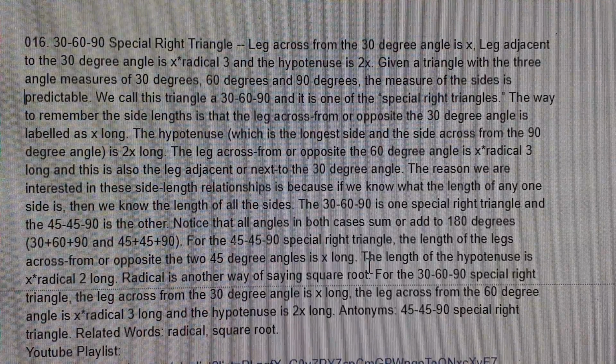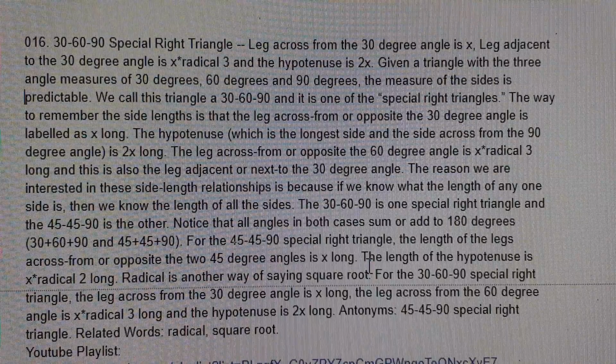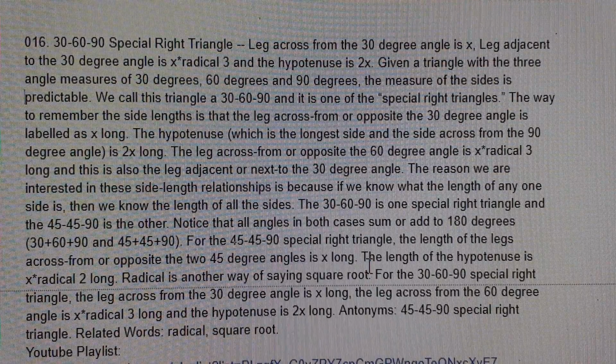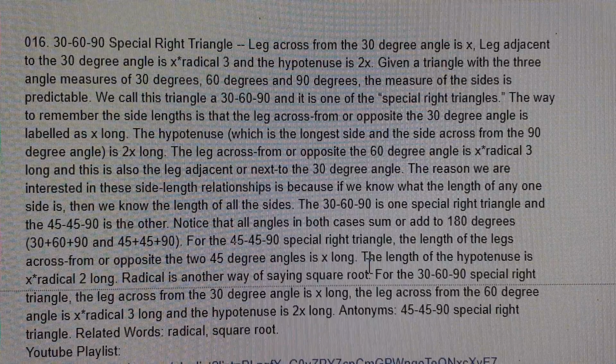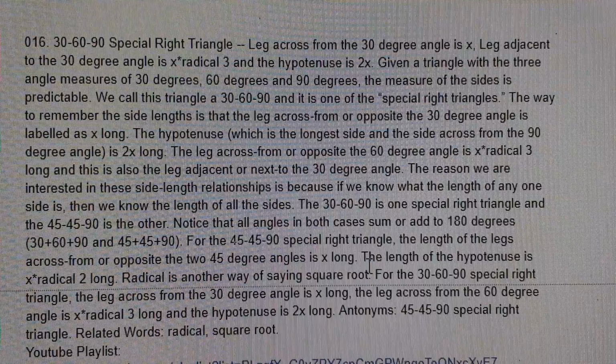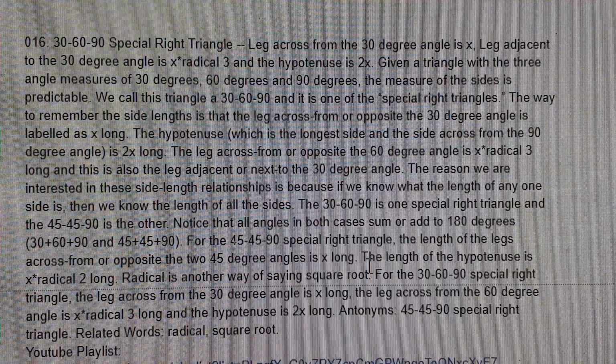For the 30, 60, 90 special right triangle, the leg across from the 30-degree angle is x long. The leg across from the 60-degree angle is x times radical 3 long, and the hypotenuse is 2x long.